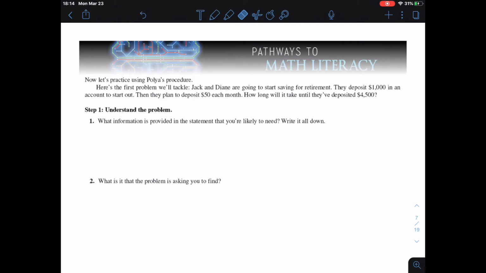So the first thing we're given: Jack and Diane are going to start saving for retirement. They deposit $1,000 in an account, and then they're going to deposit $50 each month. We want to figure out how long it will take until they've deposited $4,500. There's a bunch of information given to you at once. The first thing is you're starting with $1,000, and then you're going to deposit $50 each month.